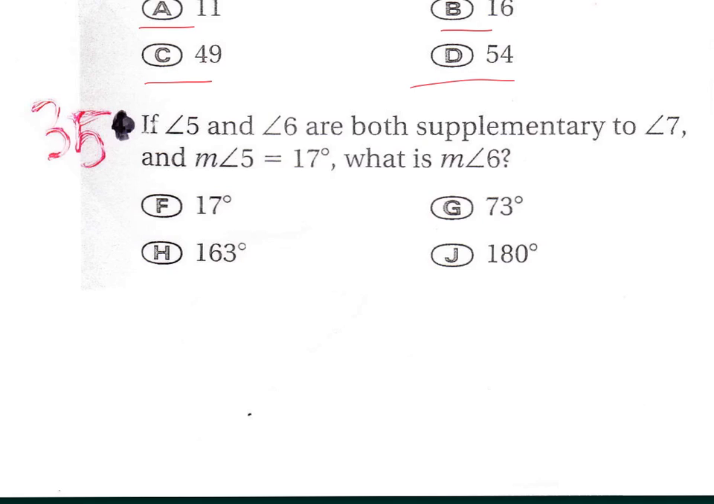And number 35, if angle 5 and angle 6 are both supplementary, supplementary is a key word right here, to angle 7. If 5 is 17, then what is 6 if they're supplementary? Is it F 17, G 73, H 163, or J 180? Remember, hit pause, that way you don't get behind on the next question.